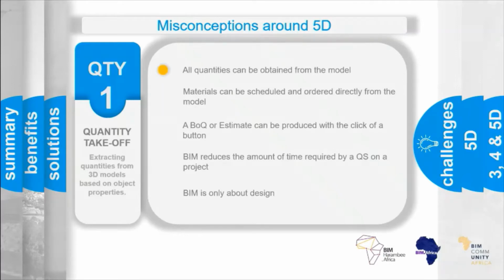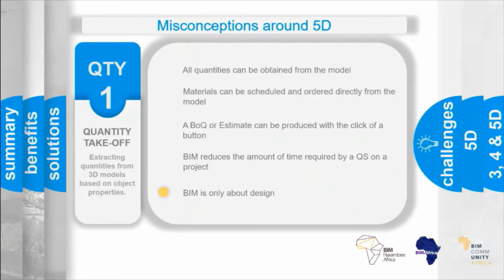Misconceptions like all quantities can be obtained from a model, and similarly, all materials can be ordered directly from the model. And if that's the case, we're saying that bills of quantities and estimates can be produced with the click of a button, which they can't. But if they could, then BIM would reduce the amount of time required by a quantity surveyor and possibly negate the need for a quantity surveyor altogether. And as such, BIM is about design, it's not about costs. So where does cost in 5D actually fit into BIM?